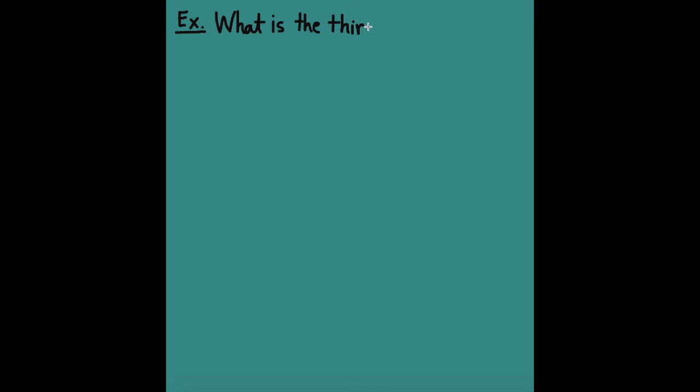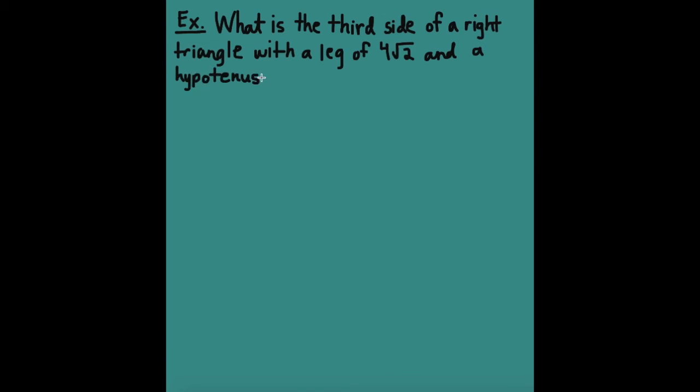Let's try another example. What is the third side of a right triangle with a leg of 4 root 2 and a hypotenuse of 8? In this problem, they gave us a leg and a hypotenuse. Since a right triangle has 2 legs and 1 hypotenuse, we know that we are finding another leg. Now, is this problem a 45, 45, 90 problem? Don't let the 4 root 2 leg confuse you. In the end, a 45, 45, 90 triangle just says that the legs are the same and the hypotenuse is equal to the leg times root 2.